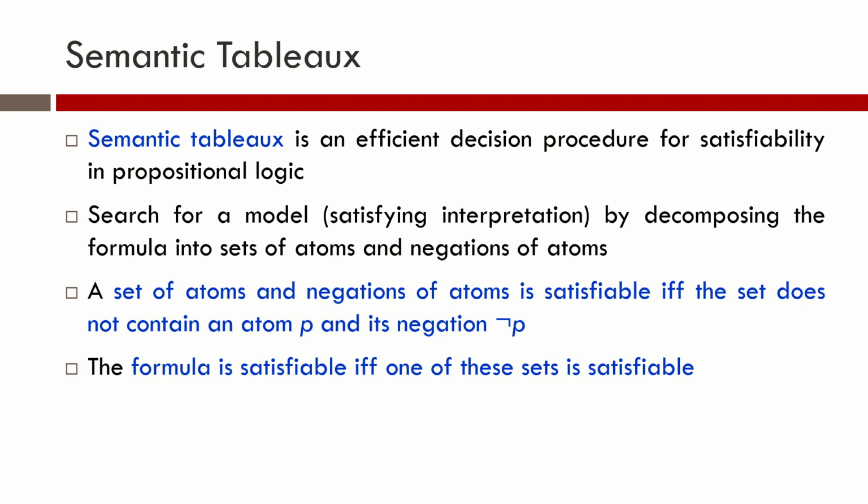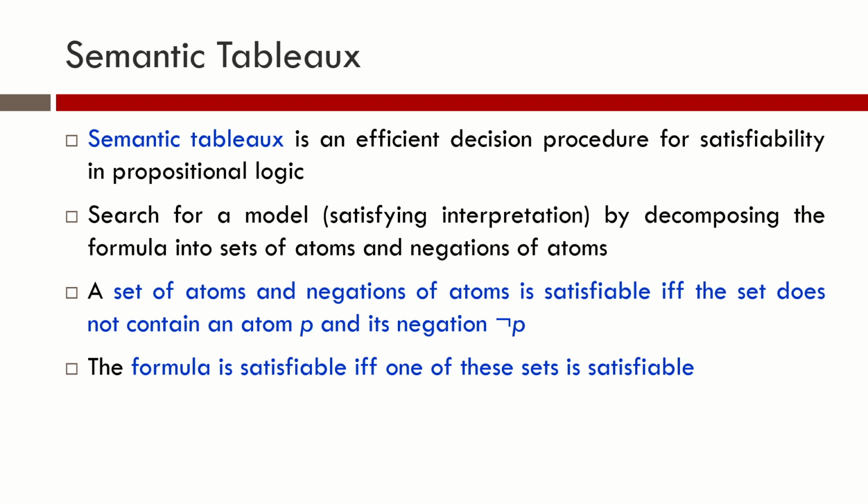But see, if it is a truth table, say the number of atoms is n, the number of rows in the truth table will be 2 raised to n. So as n increases, the rows in the truth table also increase exponentially. So truth table is not an efficient method for finding the satisfiability. Semantic tableau is considered to be an efficient decision procedure for finding the satisfiability of a formula in propositional logic. And what we do here is, we search for a model.